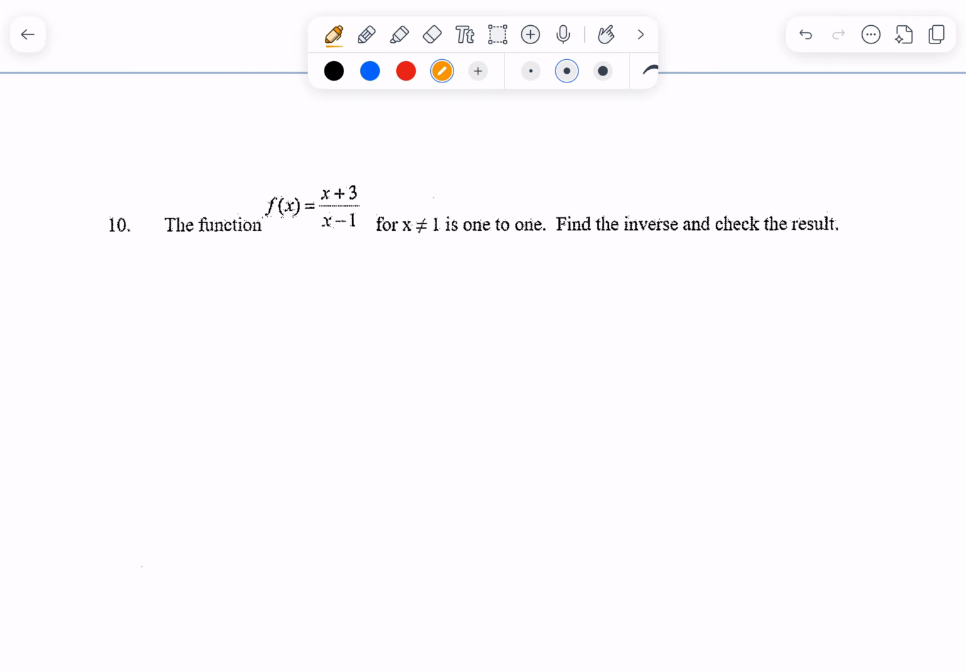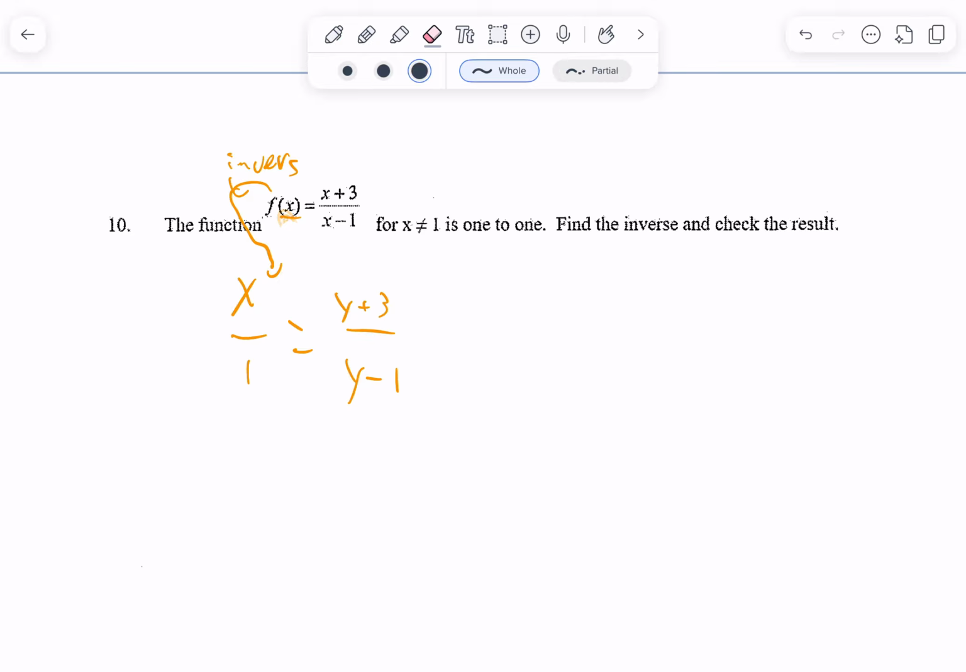Okay, so the way to do this is you put x over 1 equals x plus 3 over x minus 1. Sorry, I did that wrong. I meant here, we're going to do x equals y plus 3 over y minus 1, since we're finding the inverse. I don't know why I said that, because that's not how it's set up.